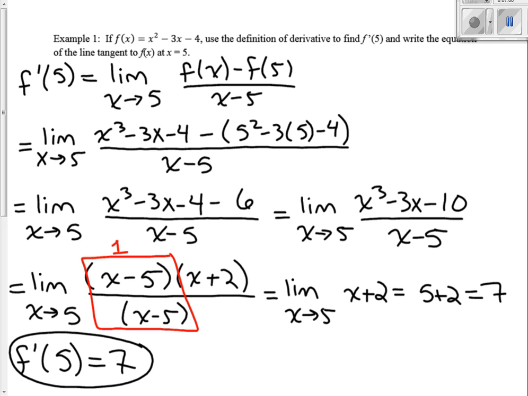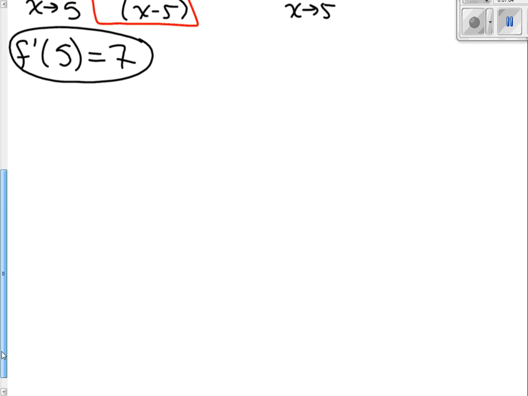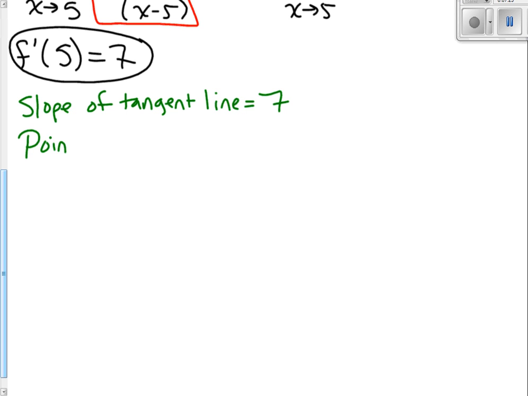The second part was saying, okay, great, now write the equation of the tangent line. So if f prime of 5 is 7, if my derivative is 7, that tells me that the slope of my tangent line is going to be 7. So I've got my slope. The other thing that I need is a point. Well, I wasn't actually given a point. I was given an x value. So my point's going to be at x is equal to 5.